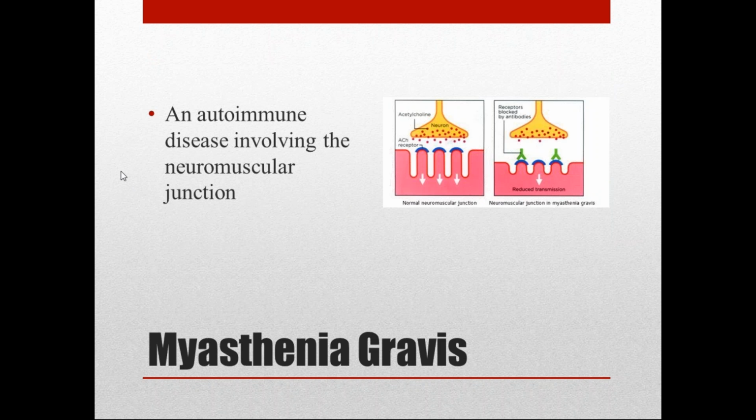Another condition which isn't even actually in your book, but you'll get information in the PowerPoint, is myasthenia gravis. And the only reason I cover it is not because it's super common, because it's not. Okay, but it is an autoimmune disease, but it involves the neuromuscular junction, and I think that helps us understand how it works.